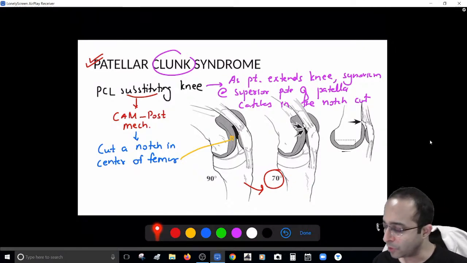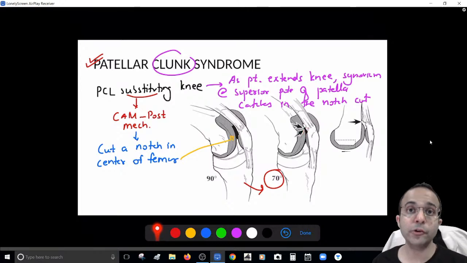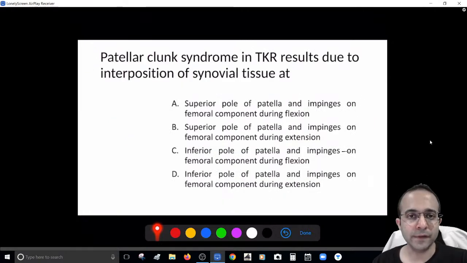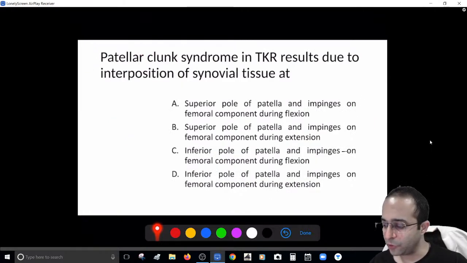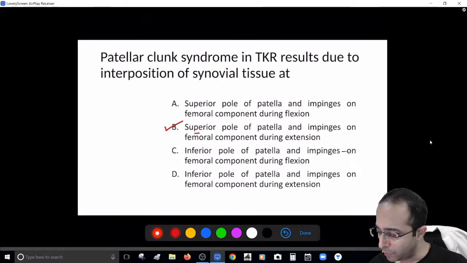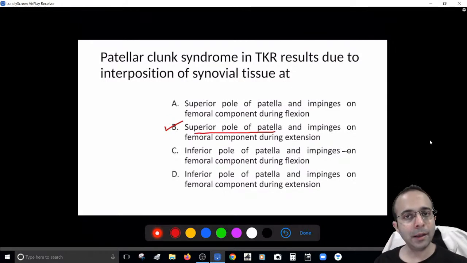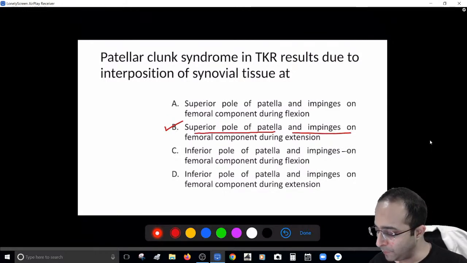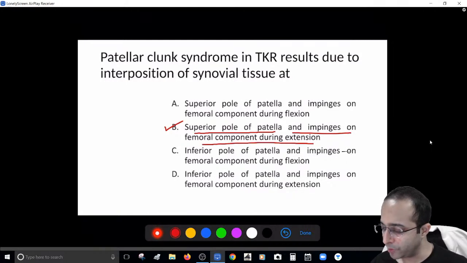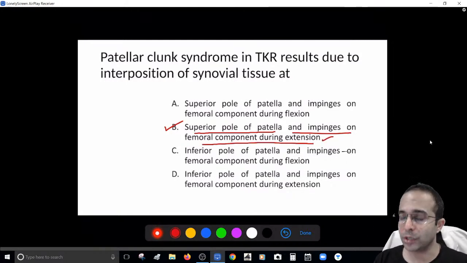In case you have not cut the notch in a proper way, you've cut it too deep, or you've left too much synovium on the undersurface of the patella. So this was the question in that exam. Patellar clunk syndrome in TKR results due to interposition of the synovial tissue. And that was the answer. The tissue is at the superior pole of the patella, and it impinges on the femoral component during extension in that notch cut.